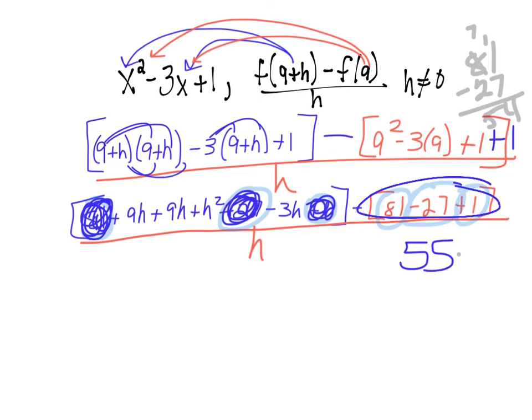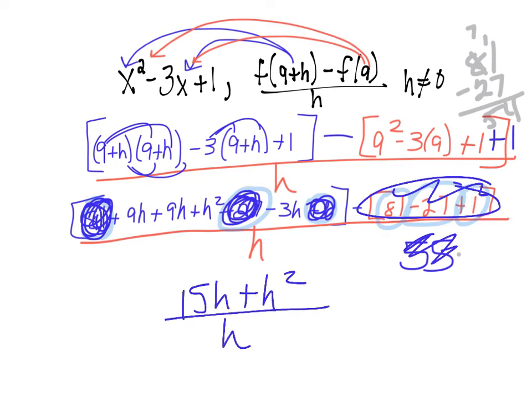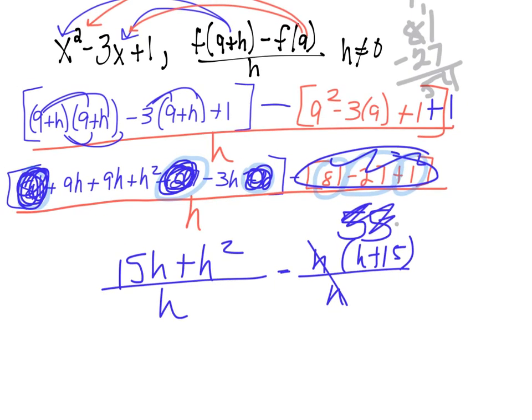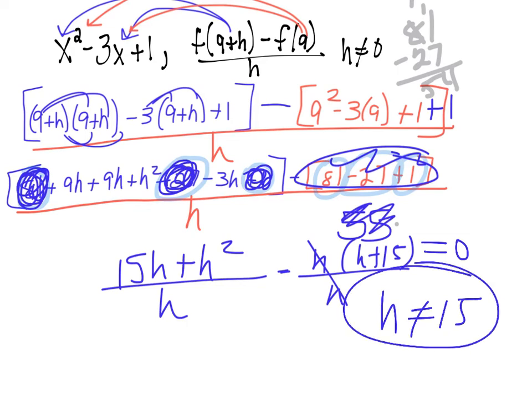So the only thing you're left with, what's 9h plus 9h? 18h minus 3h. How much? 15. So 15h plus h squared. And remember, this is all over h. So simplify. You're going to take out an h. h plus 15, right? The h's cancel out, and then you set h equal to 0. So the answer is 15. Every single time, if you do it correctly, when you simplify, your constants will cancel out.